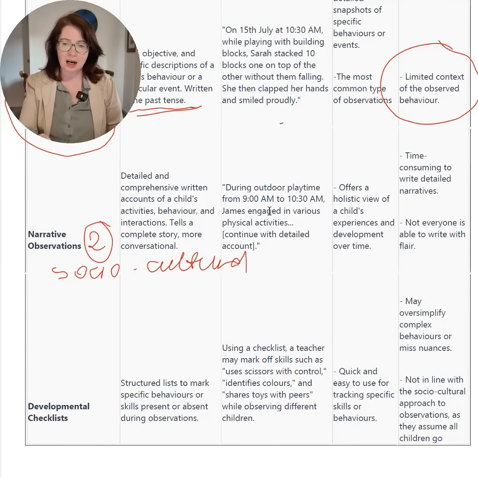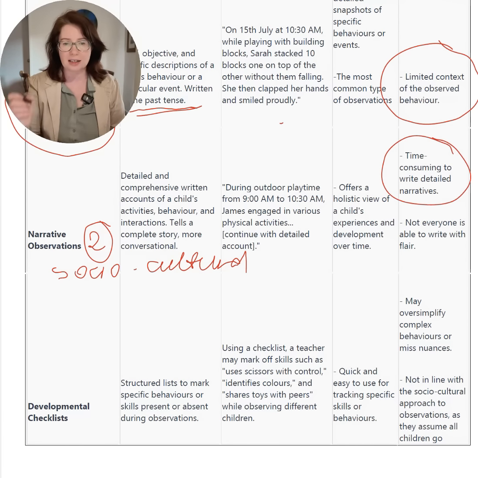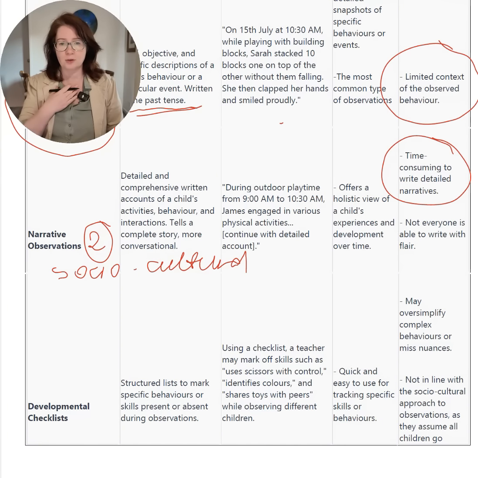Narrative observations are also quite time consuming, as you can imagine, because you are writing a story. I'd say that ChatGPT or any other AI tool cannot write this observation for you. Why? Because it would be a ChatGPT created story. You need to maybe ask for prompts or support with grammar or style, but this is a type of observation you write from your heart and you write what you see.